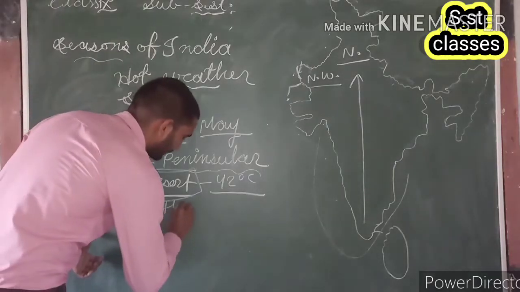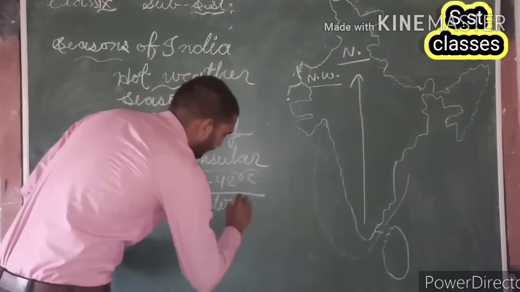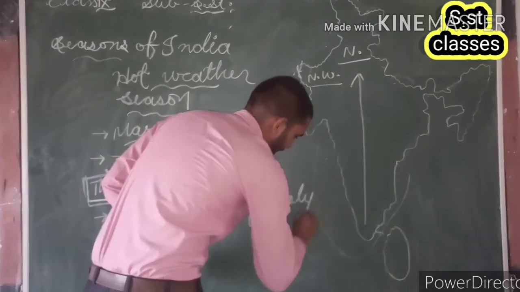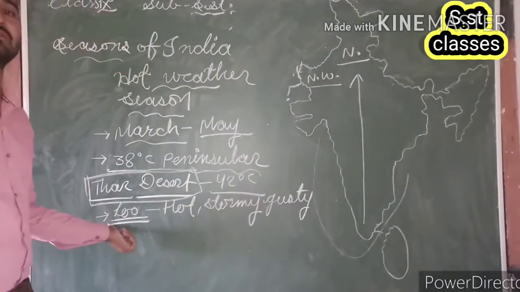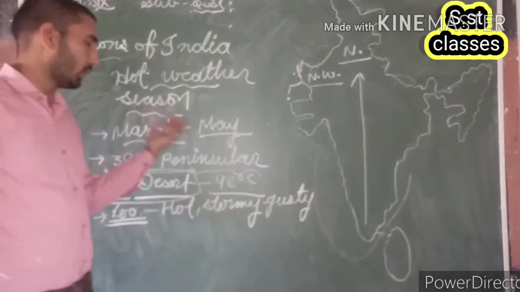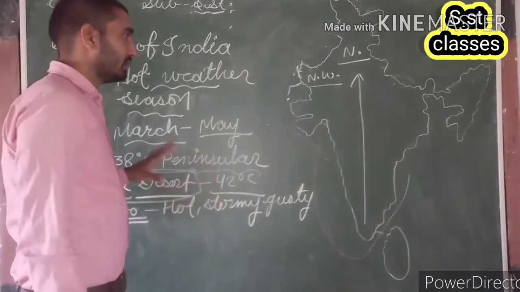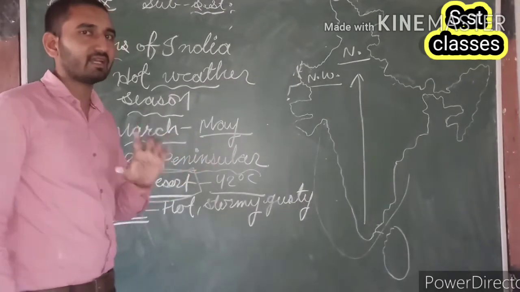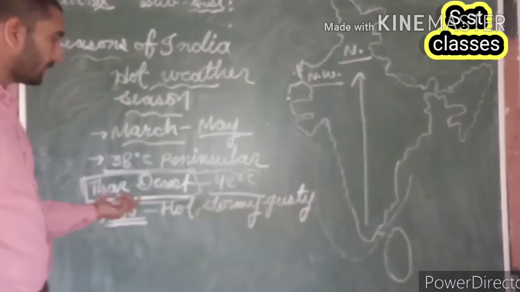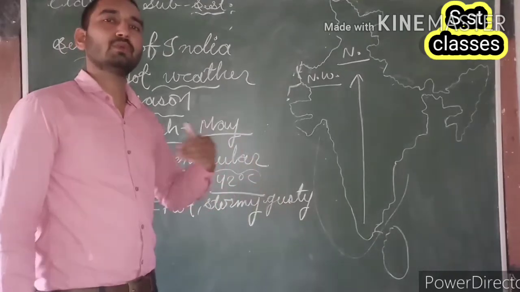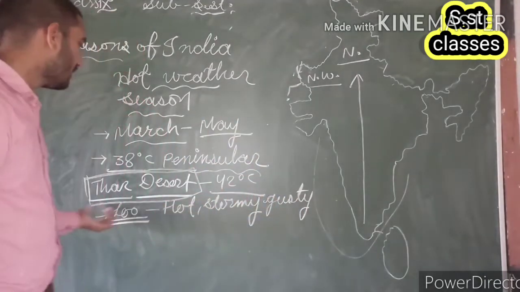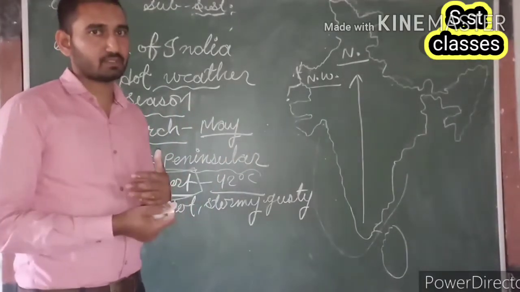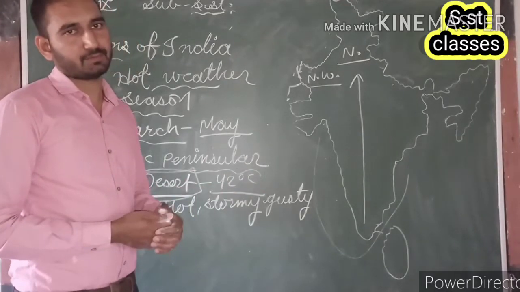Hence hot, stormy and gusty winds that blow during the summer season, or during the hot weather season, in the desert part or the middle part of the country are known as loo. Is that clear, guys? So what do we mean by loo? Hot, stormy and gusty winds that blow during the hot weather season. And the direct facing of these winds can be dangerous. It can even cause death for a person.